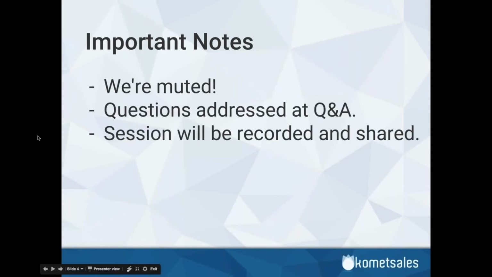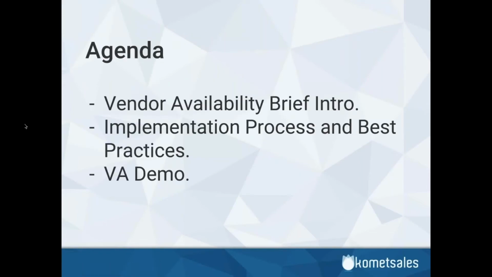From here, we're gonna go ahead and have an agenda. Just to give you an idea, we're going to go with a brief intro of how Comet works on the vendor availability side, what the main points are that we need to take into account. Then we're gonna talk about the implementation process and best practices, and then we'll go right into the demo. Okay.